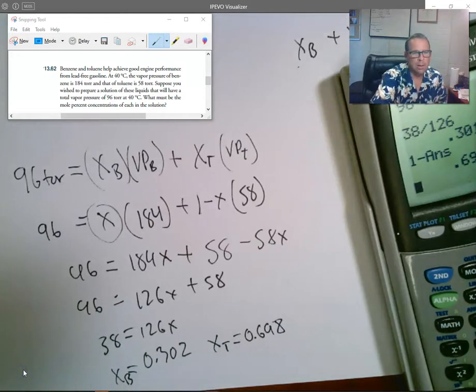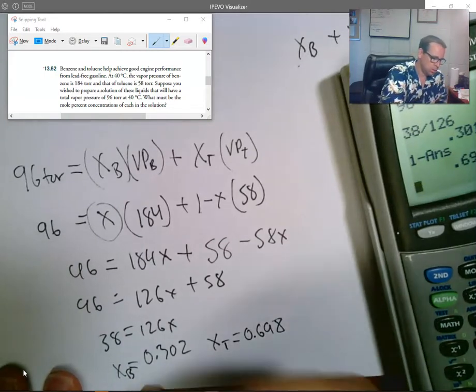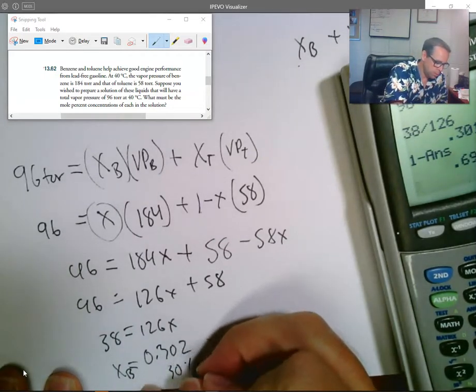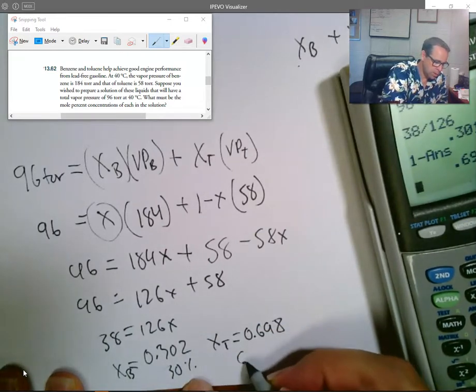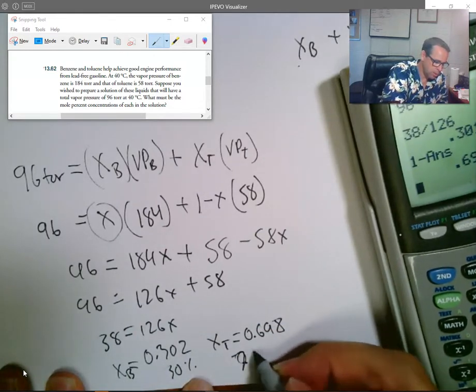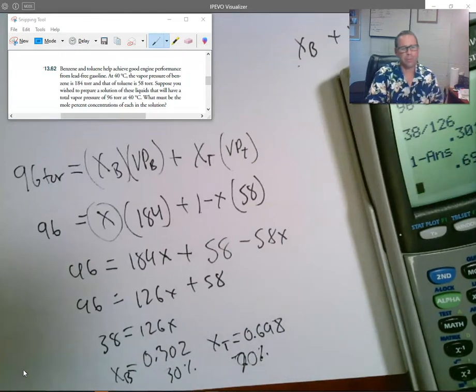Okay? And the question is asking you for the mole percentage concentrations. Therefore, this is going to be 30% benzene and 69.8, or 70%, toluene. Okay, good.